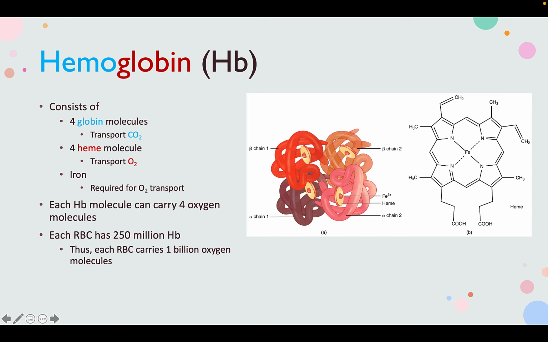But in a normal person, each hemoglobin molecule can carry 4 oxygen molecules, and each red blood cell has 250 million hemoglobin molecules on it. Multiply 250 million by 4, and you get 1 billion oxygen molecules being carried per red blood cell. So lots of oxygen on one red blood cell. It evolved that way so that it can carry oxygen. Its only function is to carry oxygen and carbon dioxide.